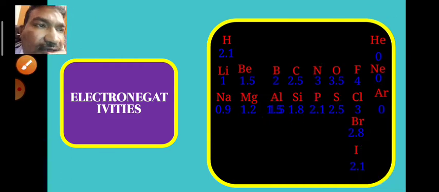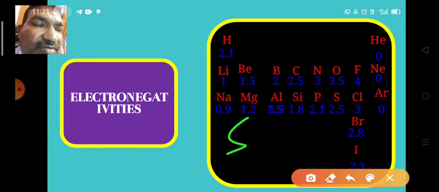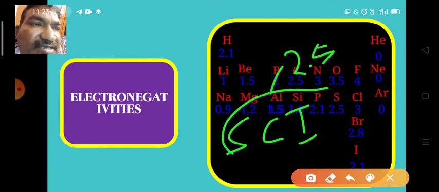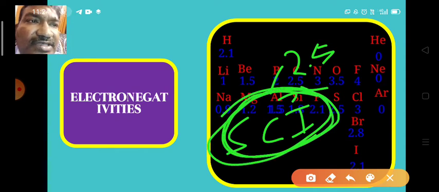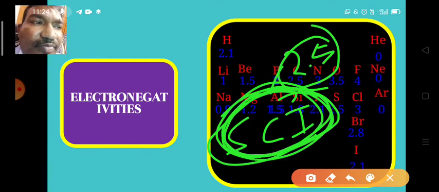And the electronegativity of sulfur, carbon and iodine is 2.5. We can remember this as "SCI". In science, the spelling is S-C-I-E-N-C-E, so like that we can easily remember that the electronegativities of sulfur, carbon and iodine are the same, that is 2.5.